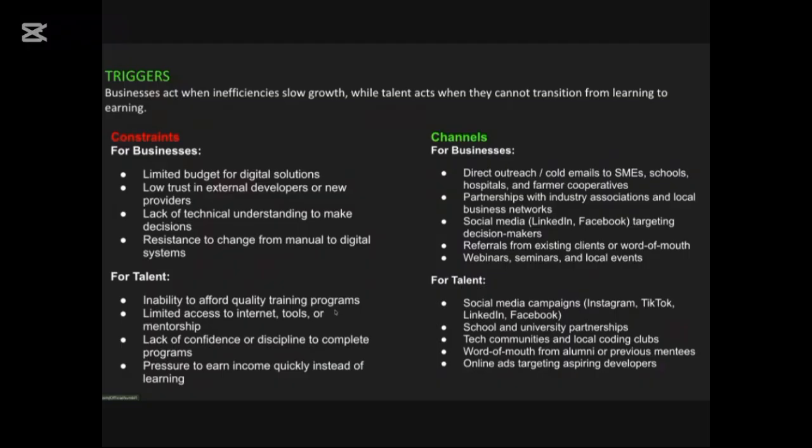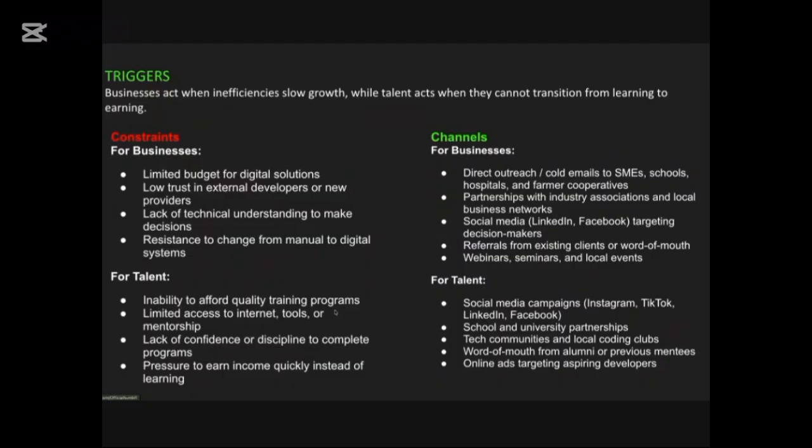So the channels that we use to acquire businesses, we said direct outreach, cold emails, which if you look at the marketing and training resources in our training kit, it has a detailed breakdown. It's like a handbook, it's a book. It allows you to understand how to go about these businesses, how to send cold emails to SMEs, schools, hospitals, farmers, and cooperatives. Partnership with industry associations and local business networks. There are clear engagement techniques that you can use. You can do everything online at the comfort of your room. You don't need to take flyers and be moving around like you don't have a plan.